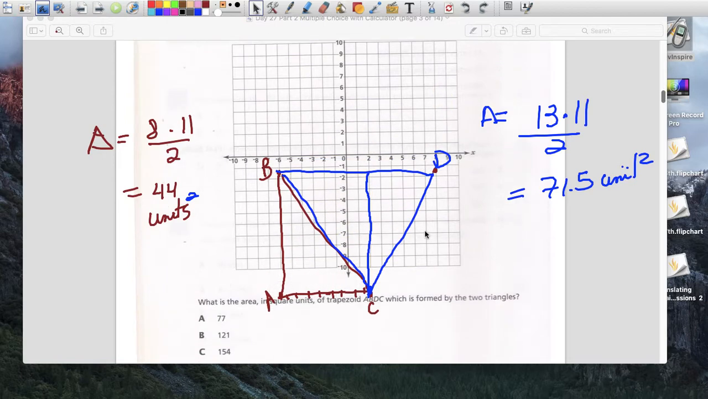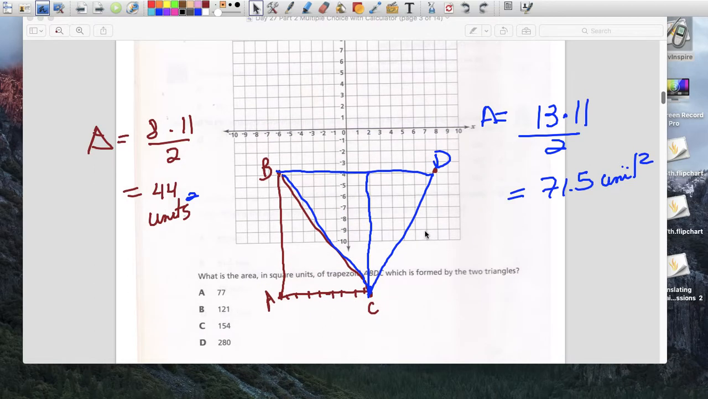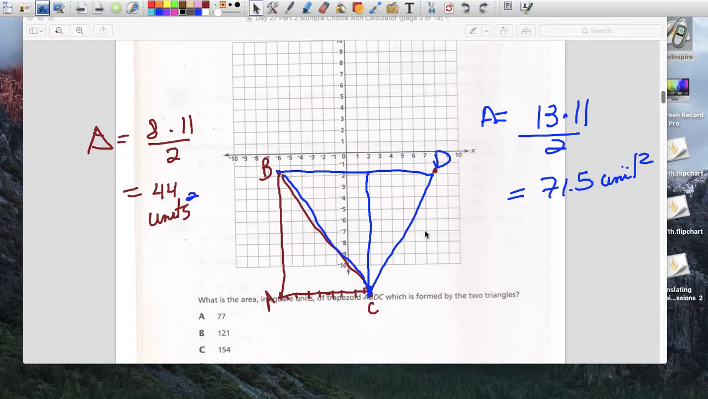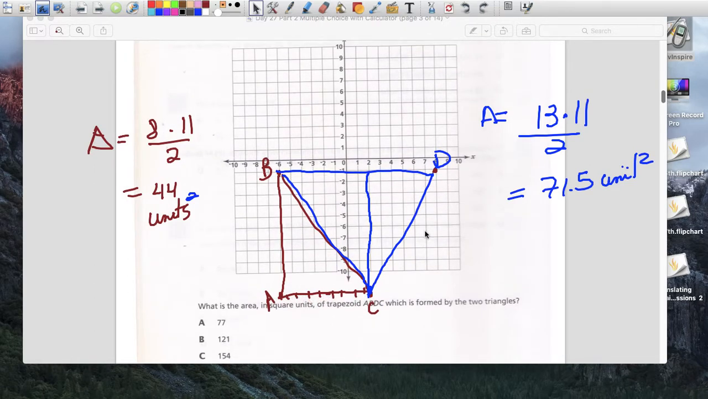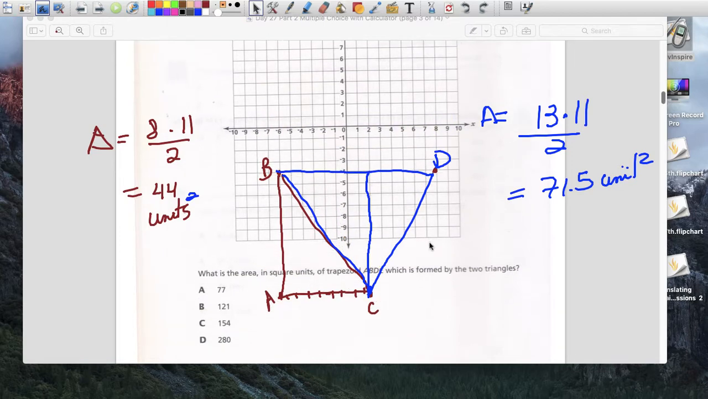What do we want? What is the area in square units of a trapezoid which is formed by two triangles? 88. Okay, that's right. 13 times 11 divided by 2, 71 plus 44. I got 115.5.